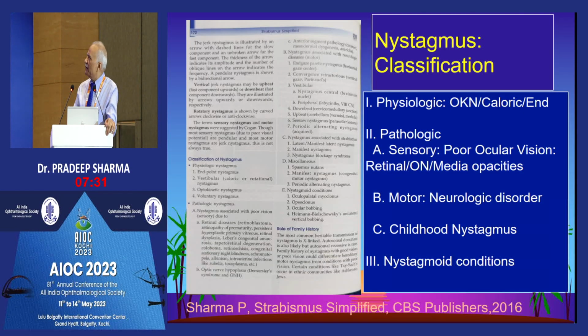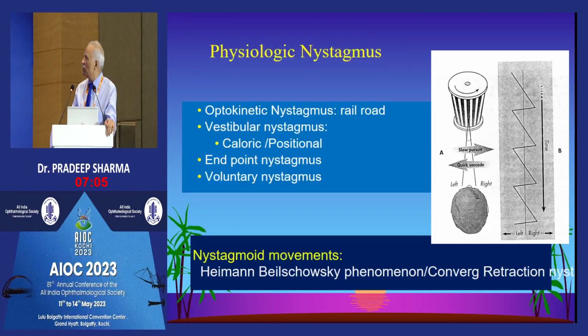As we classify them, we usually do it in a more clinical form. The physiologic ones like OKN and caloric or the end gaze nystagmus; the pathologic ones as the sensory, associated with poor vision, which may have underlying retinal or neurological problems, or the motor, which have neurologic disorders; and the childhood nystagmus which may be considered as essential infantile nystagmus. And there are some nystagmoid conditions which are not true nystagmus.